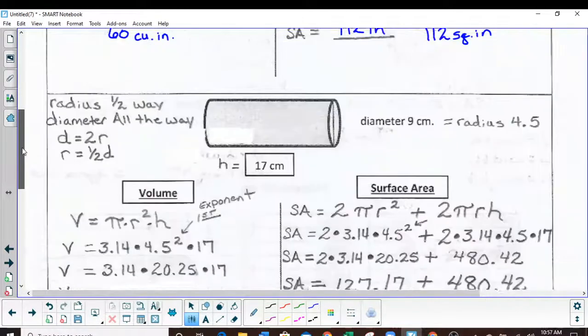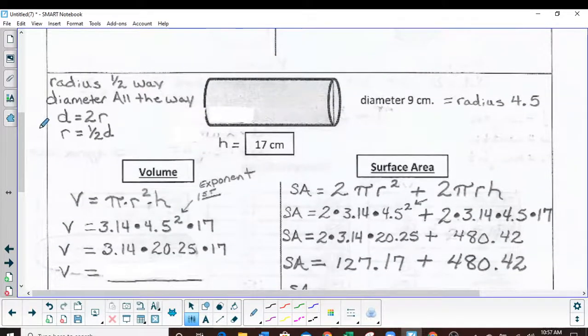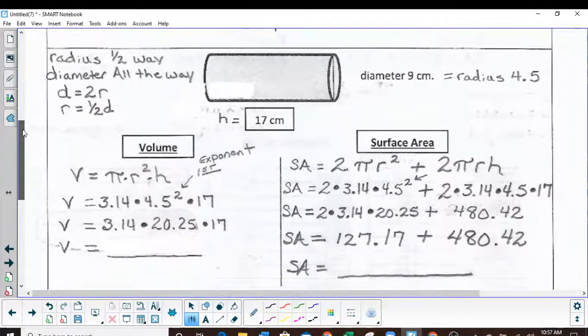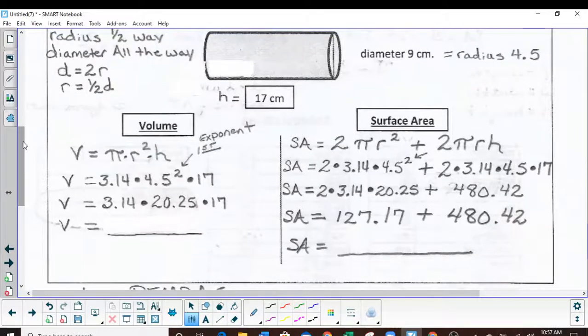Let's go down. I think I got two more. Now it's got the cylinder, and we'll cover this cylinder probably in the next video, but I'll go ahead and show you these two examples. Notice I put some notes for radius and diameter, halfway, all the way. Diameter equals 2 radiuses, or 2 times the radius, and the radius is half of the diameter. Okay? So in this case, you have a diameter of 9, which in all of our formulas, we don't need diameter, we need the radius. So all I did was bust that in half, and I have a radius of 4.5.